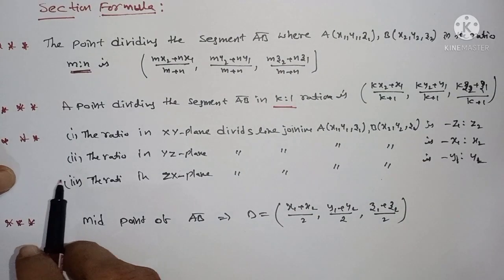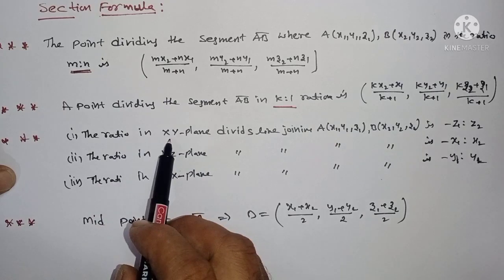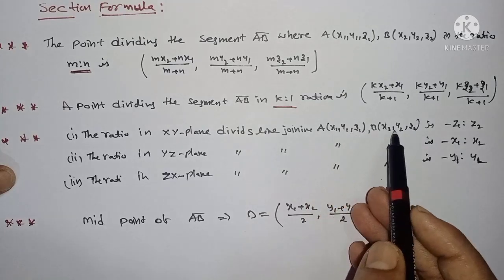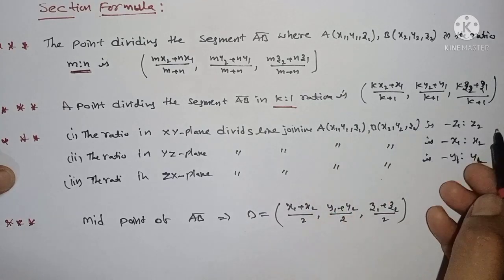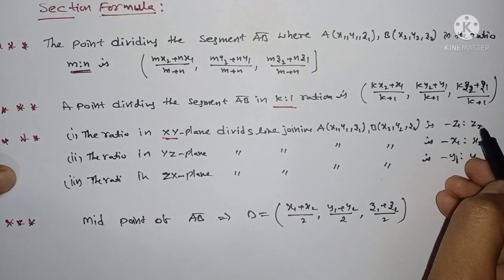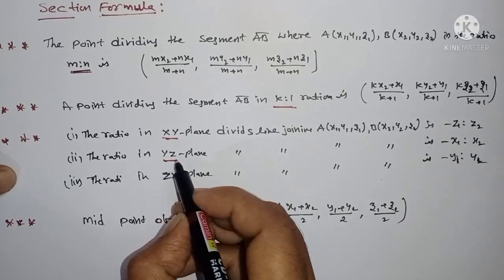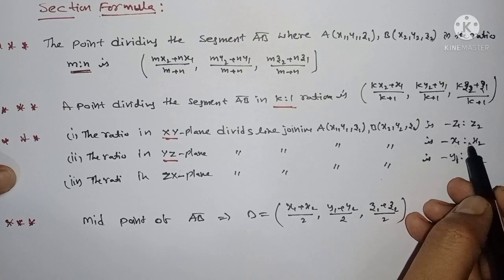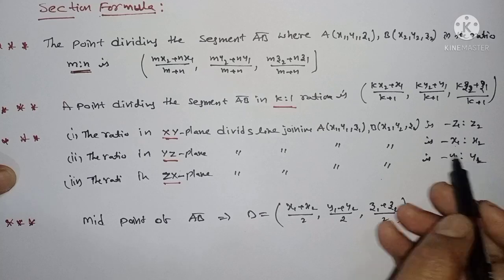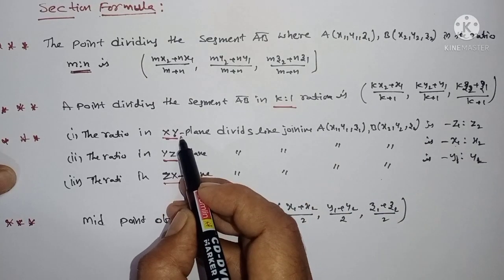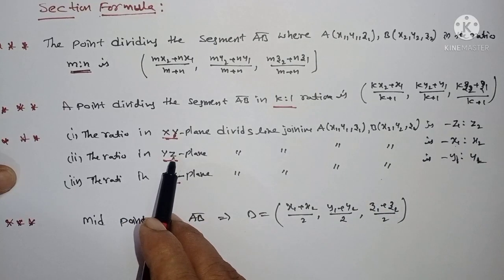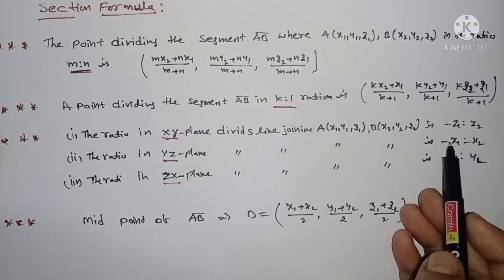third, observe here, the ratio in which the xy plane divides the line joining A of x1 y1 z1 and B of x2 y2 z2. It is the xy plane, which means the ratio is minus z1 is to z2. In the yz plane, it means minus x1 is to x2. In the zx plane, it is minus y1 is to y2. If it is xy, it means z remains, therefore minus z1 is to z2. For yz, remaining is x, minus x1 is to x2.